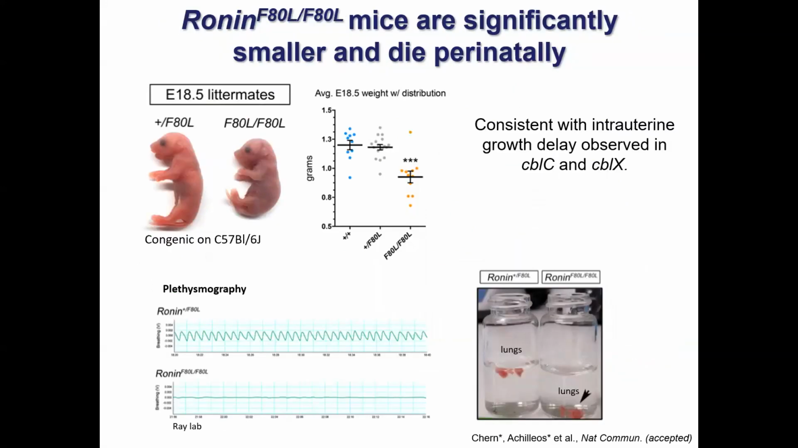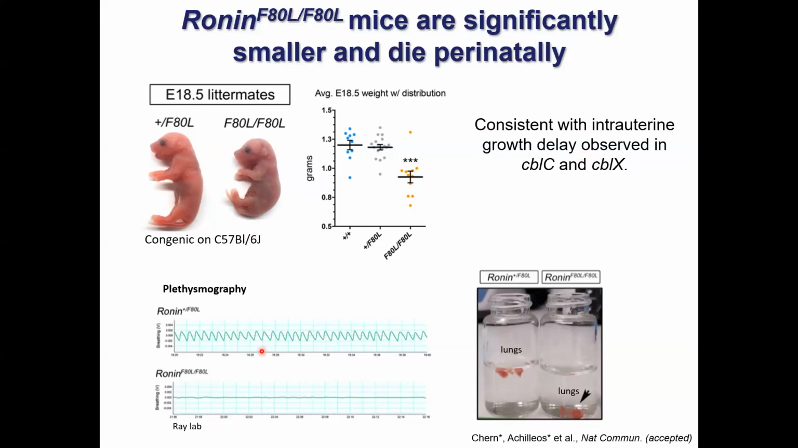Okay, so after that, we started looking at different defects, the phenotypes in these mice, to see again if they recapitulate the disease. The first thing we noticed, just before these embryos are born, is that they are much smaller than their control littermates. This is consistent with the intrauterine growth delay, the failure to thrive, that is observed in the patients that have cobalamin deficiency.